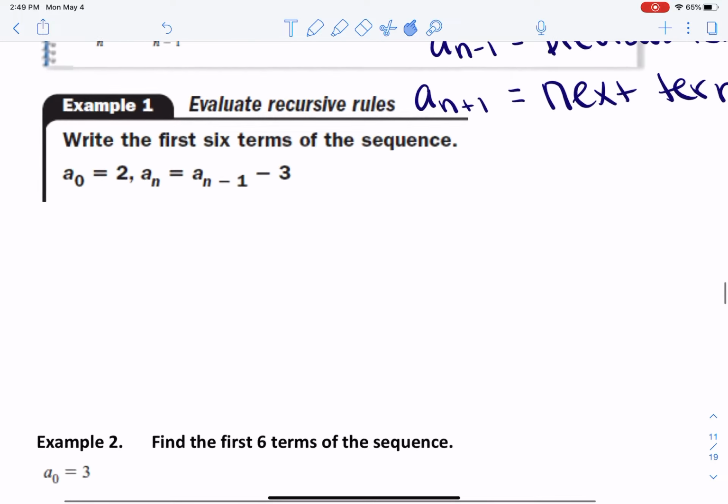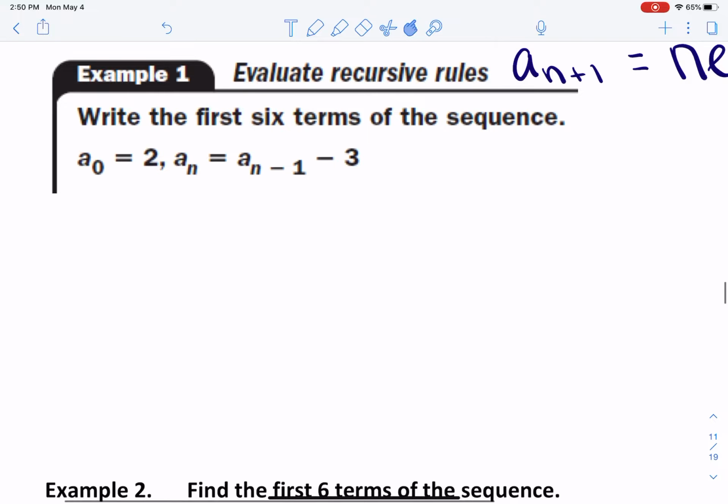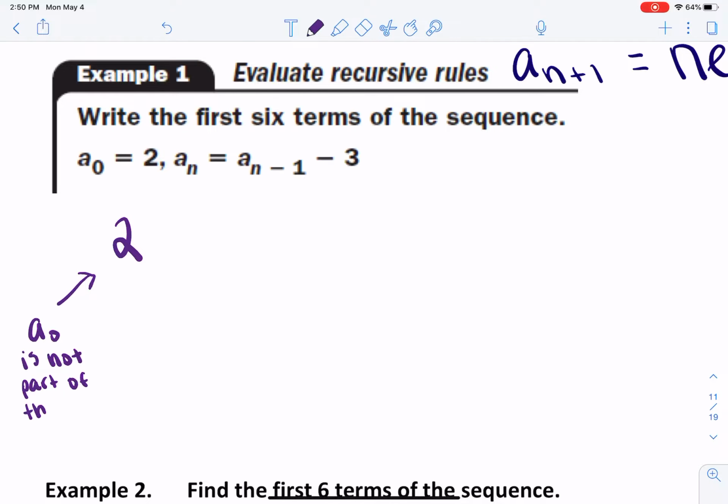So it says evaluate recursive rules, right? The first 6 terms. So here, we see that we've got a sub 0 equals 2. Okay, well that means that the 0 term is 2. So I'm going to write down a 2. And if you want, we could make a little note that that's the 0 term. Okay, so that's not really part of the sequence. And I guess I could write that down. Is not part of the sequence. Okay, so just that little side note.